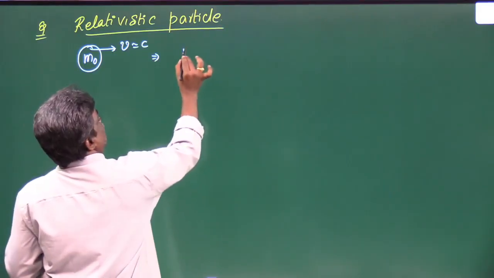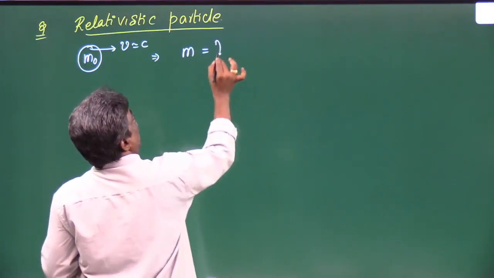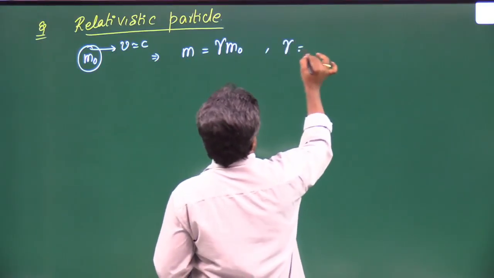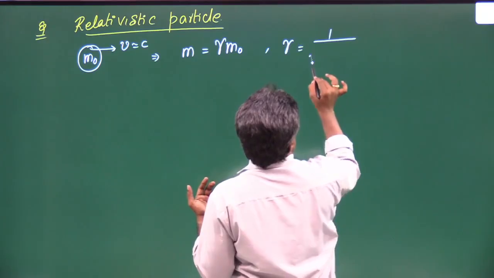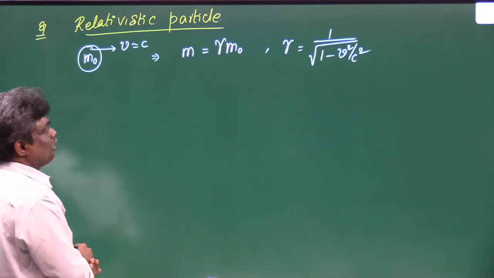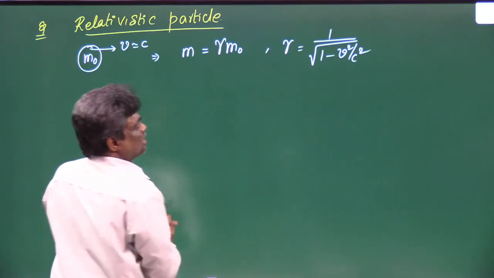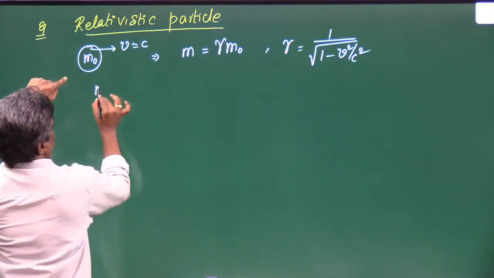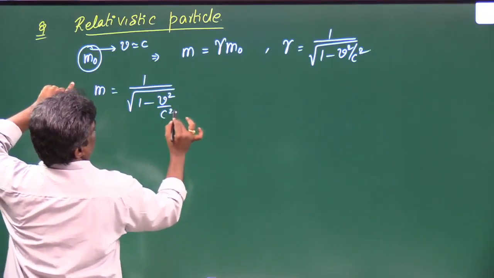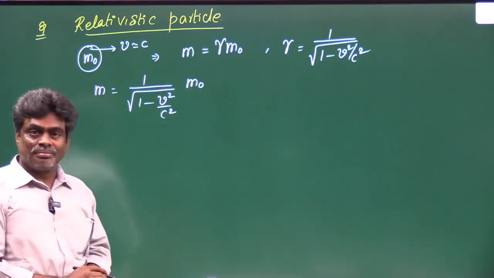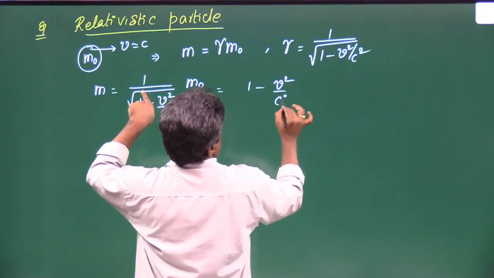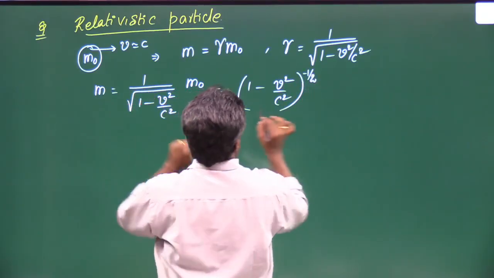Then its mass will be increased, that m becomes gamma times m0, where gamma is what? I think some of you know, no need to worry, we will explain in the main course. Gamma equals 1 over under root 1 minus v square by c square, just take it. Then m equals 1 over under root 1 minus v square by c square into m0. So let me rewrite this: 1 minus v square by c square whole power minus 1 by 2 into m0.